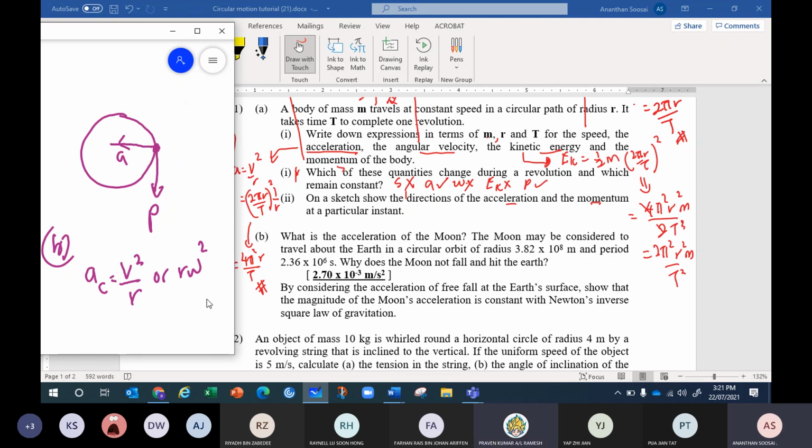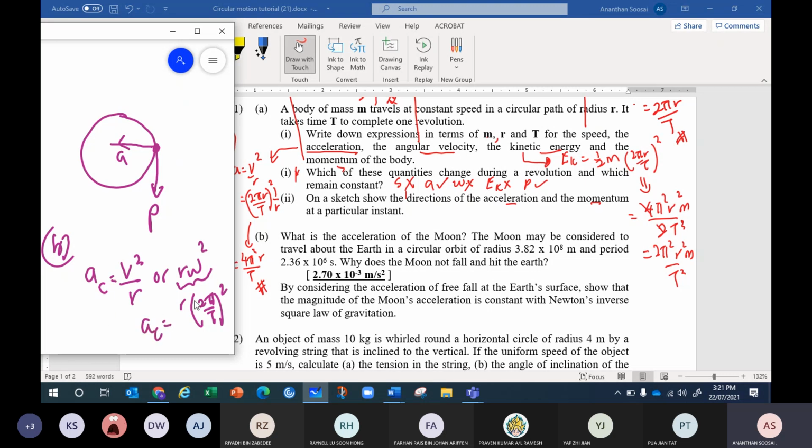V squared over R or R omega squared? V squared over R. If you use V squared over R, do you know the V and R? R you know, but do you know the V? Oh, no, I don't know. So you can use R omega squared, right? Yeah. But R omega squared, R you know, omega, how do you find? Using 2 pi over t. Yeah, 2 pi over t. 2 pi over t squared. Okay, good.